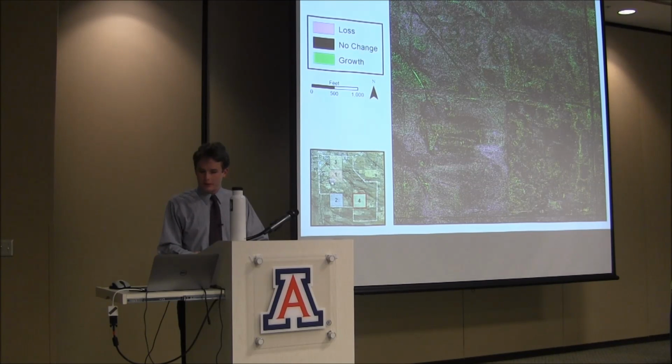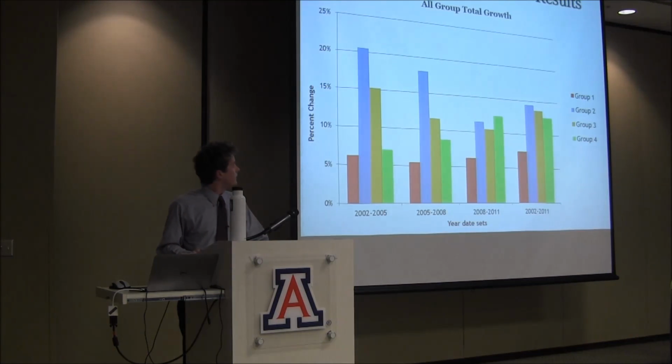And then finally, this graph shows the percent change of growth for all the groups and all the different year sets that were differenced. Here we can see a decrease in growth from 2002 to 2005 and 2005 to 2008 for groups 1, 2, and 3, and an increase in growth from these date sets for group 4. From 2002 to 2011, groups 2, 3, 4 showed an increase in growth of about 13.5%. Group 1 showed 7.5% growth during these dates as well.